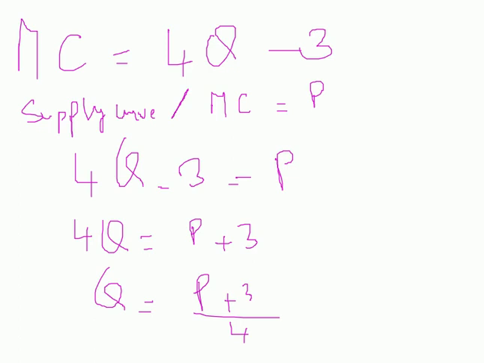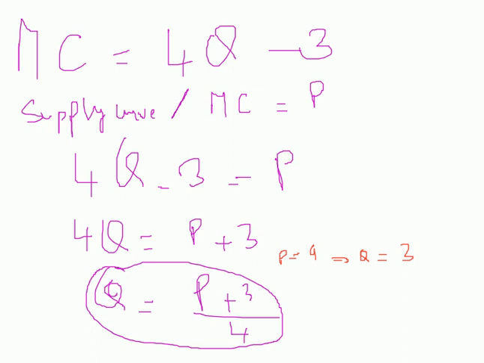This is the quantity that will be supplied by the firm given different price levels. For example, in our example, if P is equal to 9, then Q will be equal to 9 plus 3, 12, over 4, 3. Q is equal to 3. This expression is the supply curve equation.